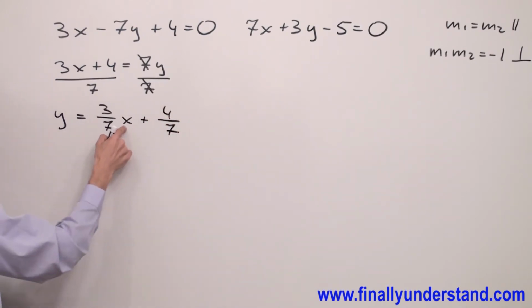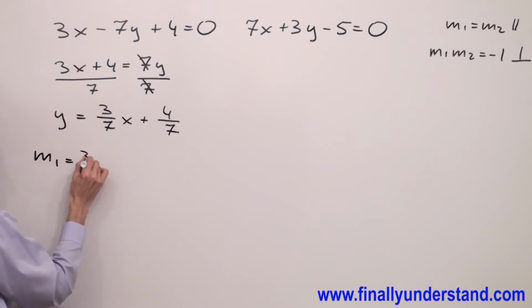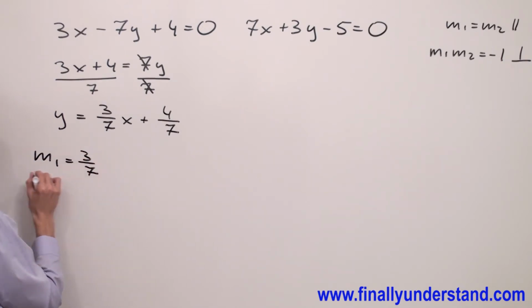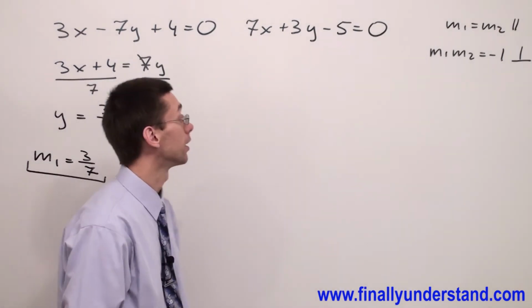The coefficient of x is my slope. So I can say that m1 is equal to 3 over 7. This is my first slope. Let's take a look at the second line.